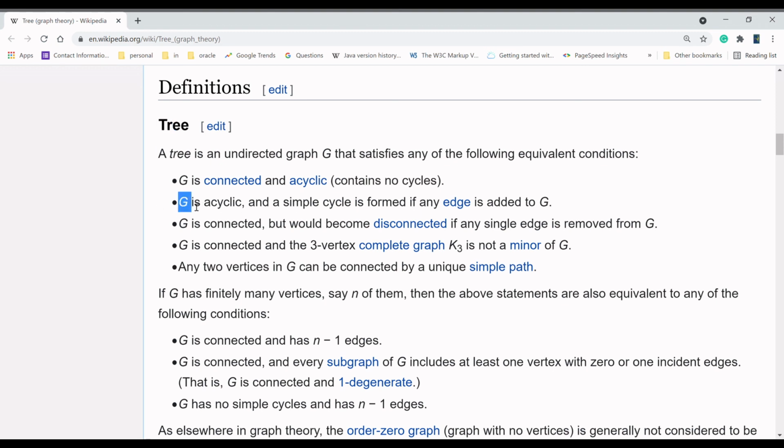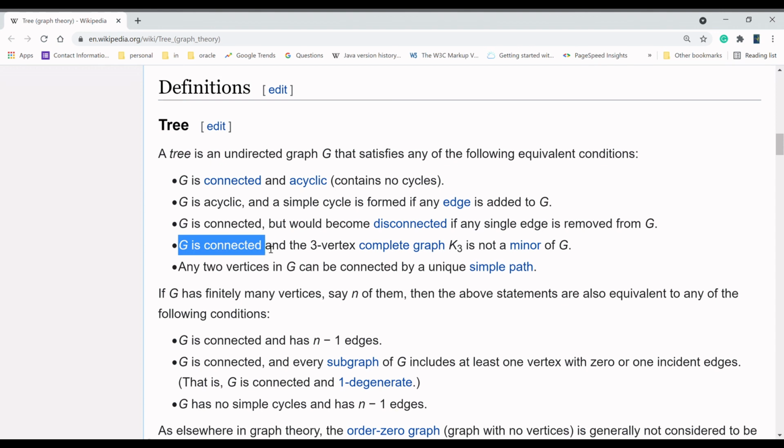A tree is an undirected graph, represented by G. G is acyclic, and a simple cycle is formed if any edge is added to G. Very simple. G is connected but would become disconnected if any single edge is removed from G. So we cannot remove any edge in a tree, otherwise it will be disconnected.